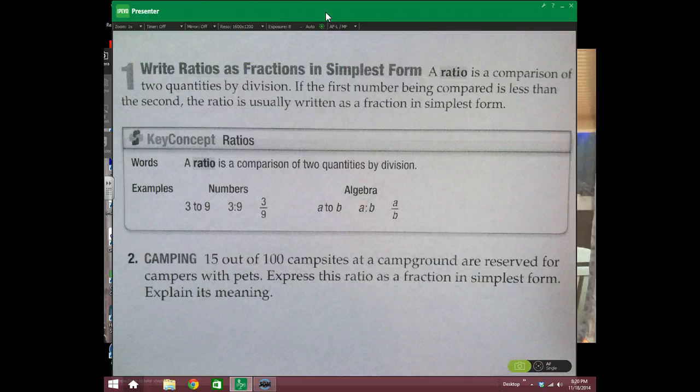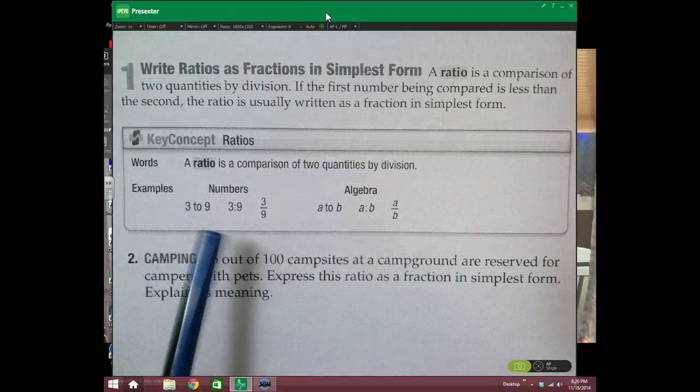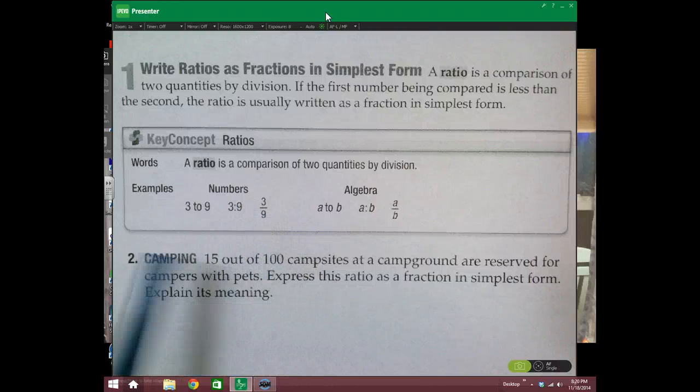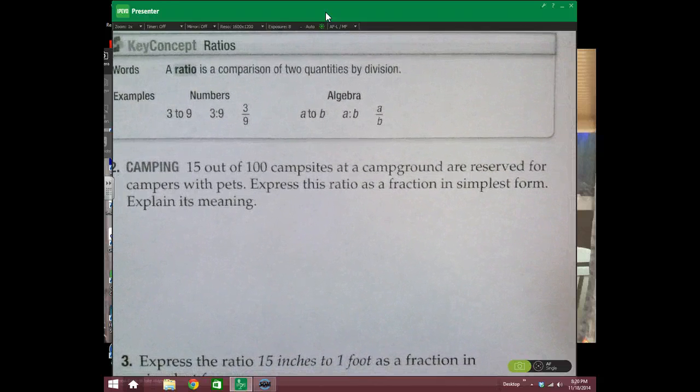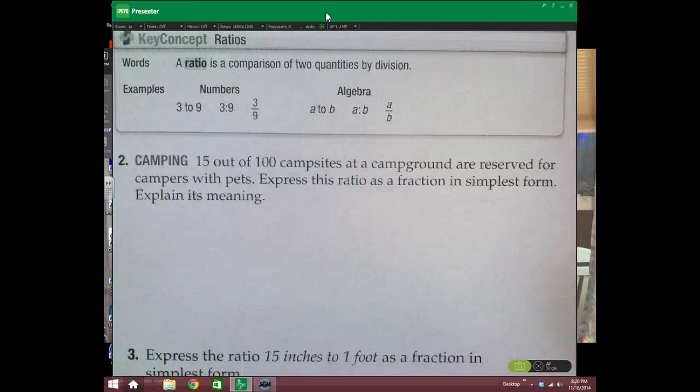So for the first part of this, it's just ratios. In the description, the key concept is a comparison by division. The way to say it is 3 to 9, 3 colon 9, or 3 over 9, the same exact thing. So first example, number 2 out of the book. Camping. 15 out of 100 campsites at a campground are reserved for campers with pets. Express this ratio as a fraction in simplest form and explain its meaning.